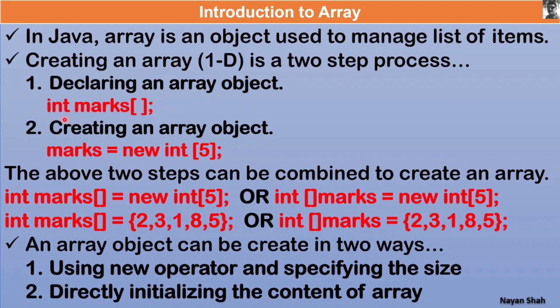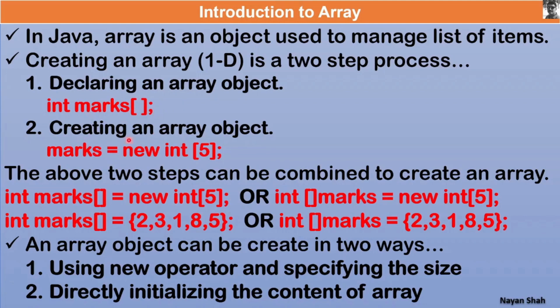The only difference between a normal variable or normal object and an array object is that the array object is followed by square bracket. For a normal variable, if we create one, we write int a semicolon. But because this is an array object, we write int marks and then square bracket. One square bracket means it is a one-dimensional array. If we put 2 sets of square brackets, it is a 2-dimensional array.